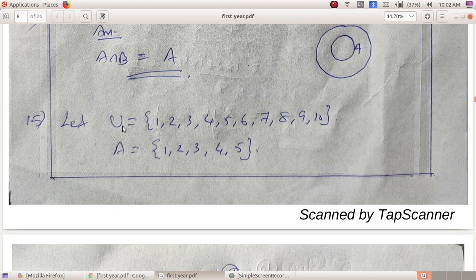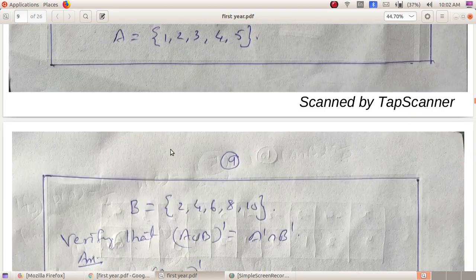Next question: let U be the set {1, 2, 3, 4, 5, 6, 7, 8, 9, 10}. It is the universal set. And A is also given: {1, 2, 3, 4, 5}. Then the question. And also B is equal to {2, 4, 6, 8, 10}. Verify De Morgan's law.